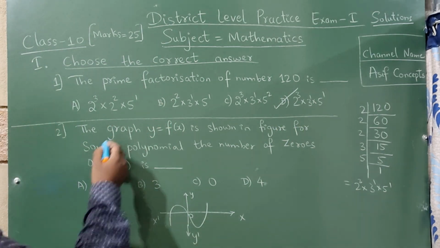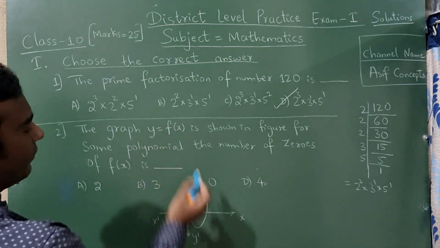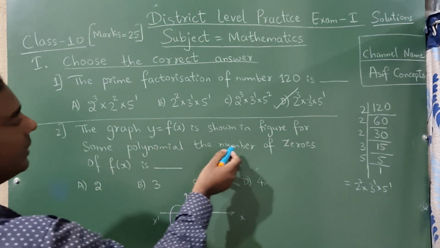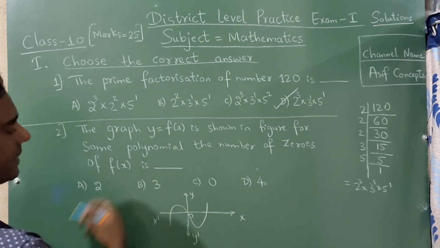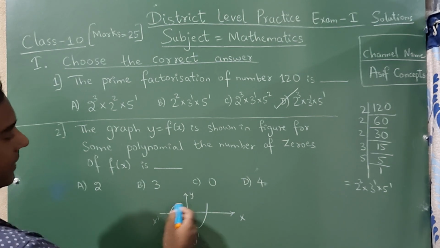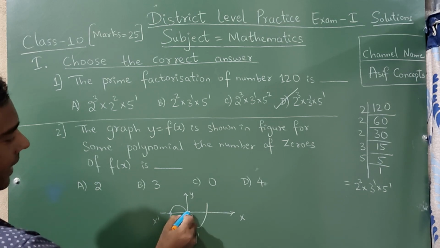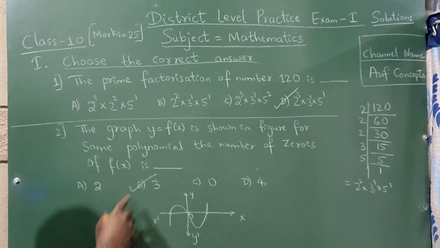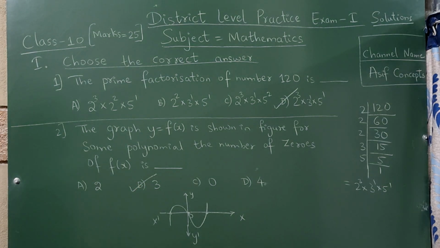Fine. In the second question, the graph y is equal to f of x is shown in the figure. For some polynomial, the number of zeros of f of x is, you can see this is the x-axis and this is the graph. Now it is intersecting at 1, 2, 3. So number of zeros is 3. So the correct option is B.